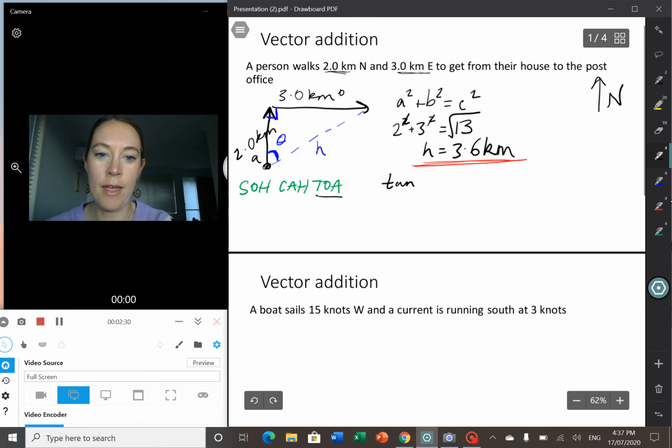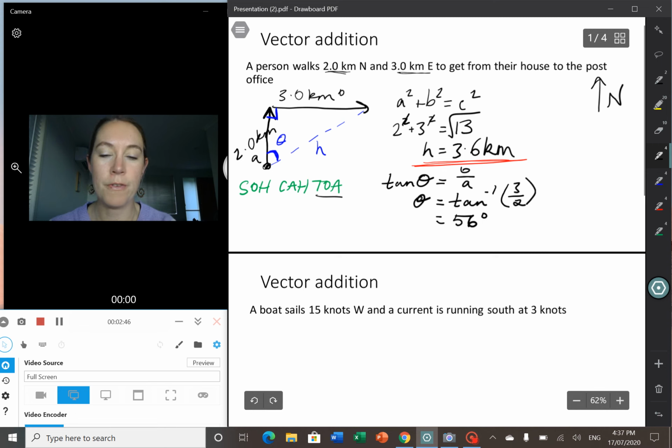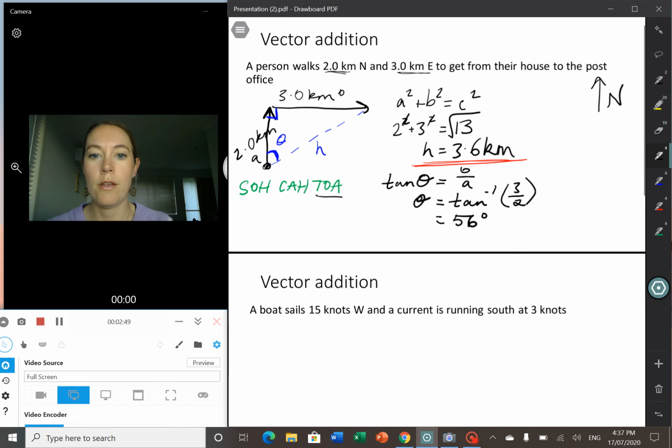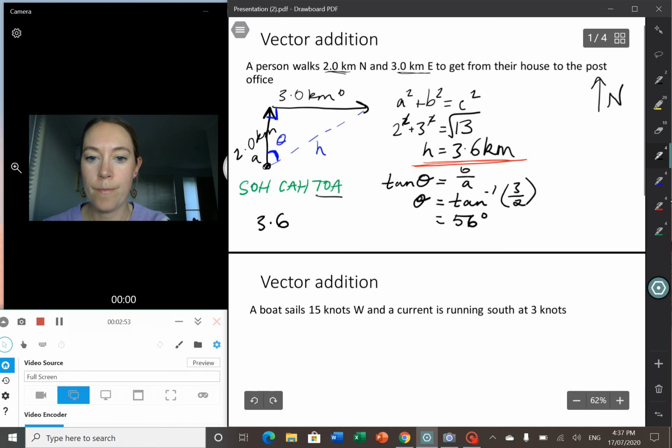So I have tan of my unknown angle is equal to the opposite over the adjacent. So the angle will be equal to the inverse tan, and I'll substitute my values in, 3 over 2, which is going to give me an angle of 56 degrees. So what I can say is that this person was displaced by 3.6 kilometres at an angle of 56 degrees northeast of where they started.